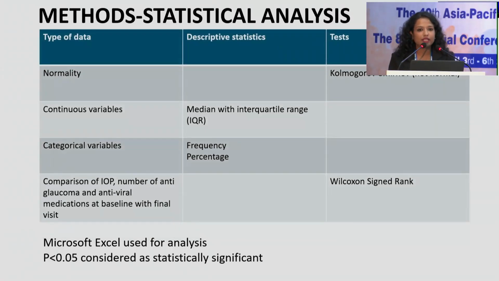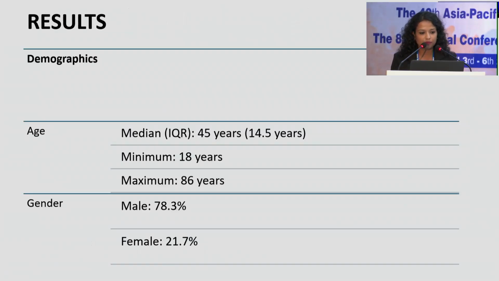The normality of the data was verified by the Kolmogorov-Smirnov test. Continuous variables were expressed as median with interquartile range, categorical variables as frequency and percentage, and the Wilcoxon signed rank test was used to compare the IOP and the number of anti-glaucoma and antiviral medications at baseline with the final visit.